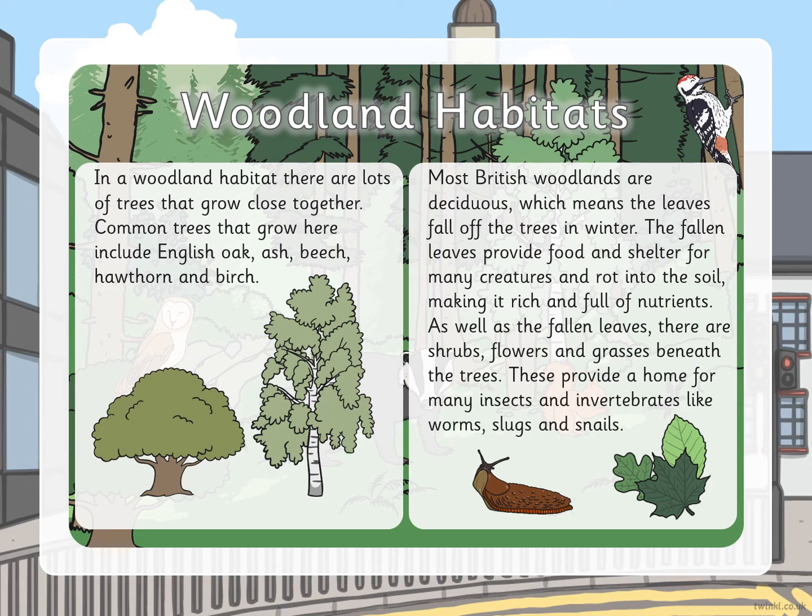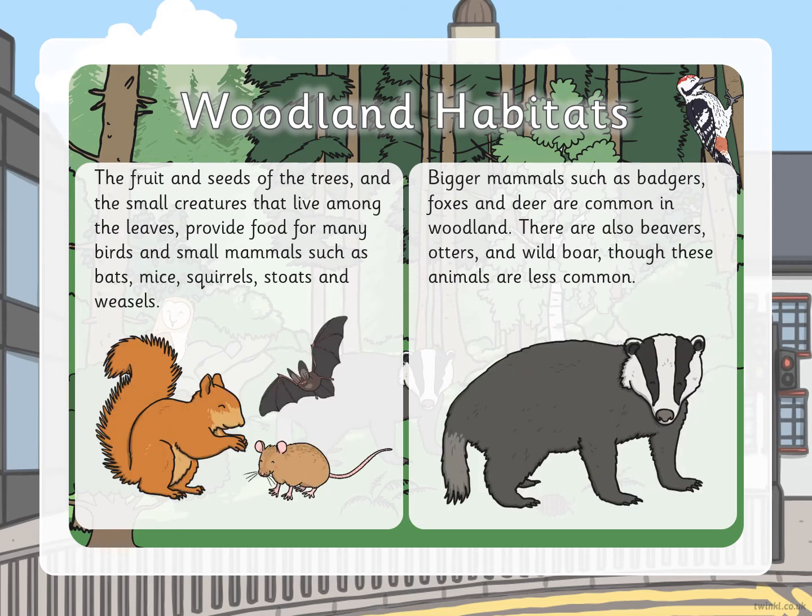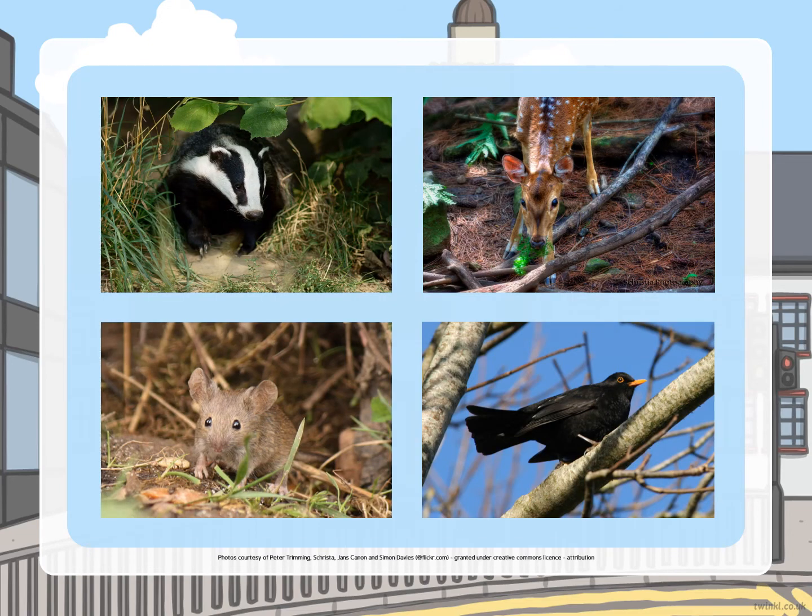These provide a home for many insects and invertebrates like worms, slugs and snails. The fruits and seeds of the trees and the small creatures that live among the leaves provide food for many birds and small mammals such as bats, mice, squirrels, stoats and weasels. Bigger mammals such as badgers, foxes and deer are common in woodland. There are also beavers, otters and wild boar, though these animals are less common. So there are some examples of the animals that you might find living in the woodland.